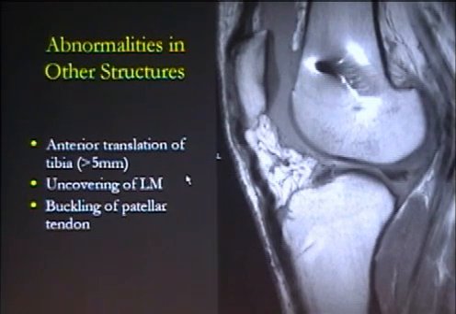I like to measure that at the level of the origin of the lateral head of the gastrocnemius. I think that's probably the best place to measure that. If you drop a vertical line down, and there's more than 5 millimeters of anterior translation, that finding is very suggestive of an ACL tear. It's considered the MR drawer sign.